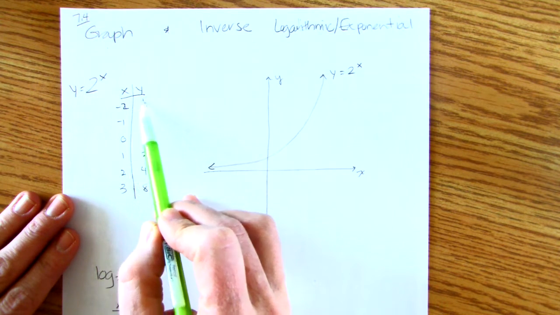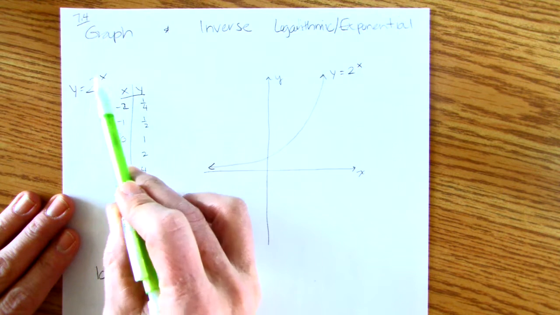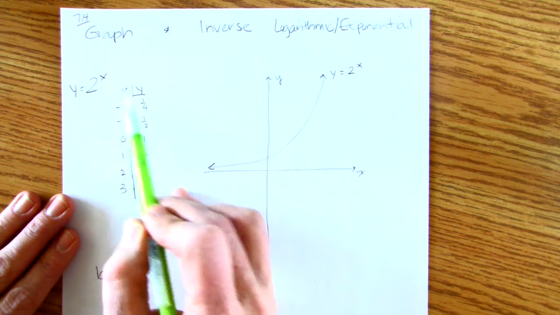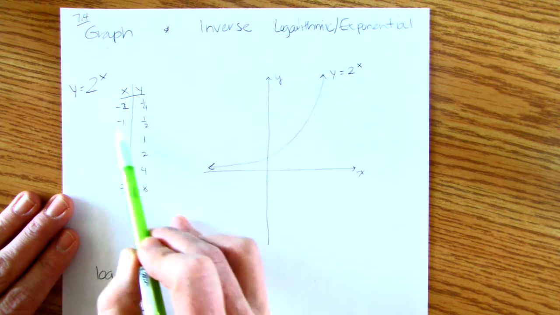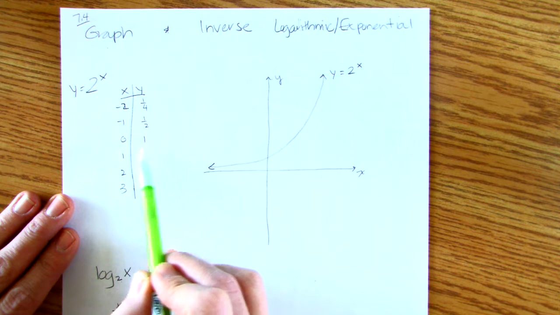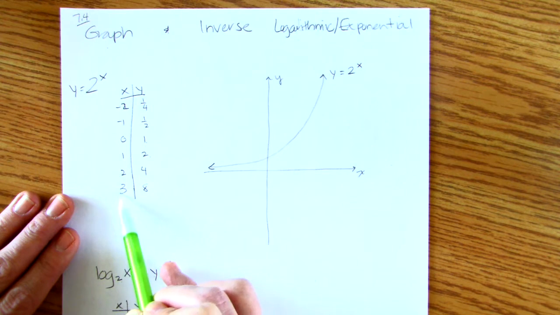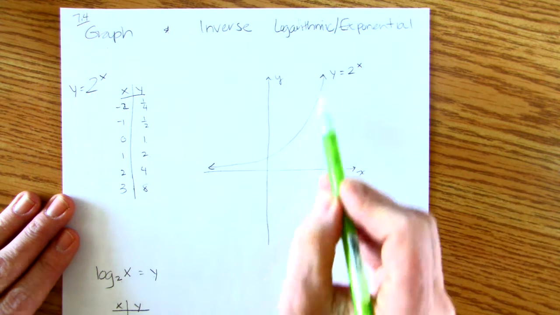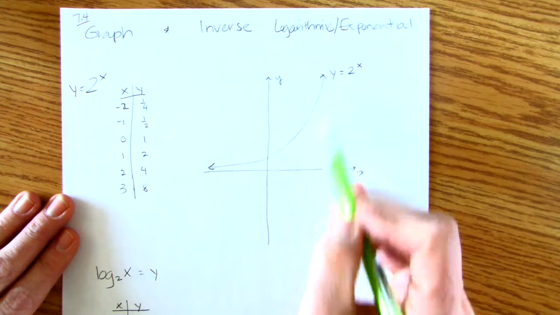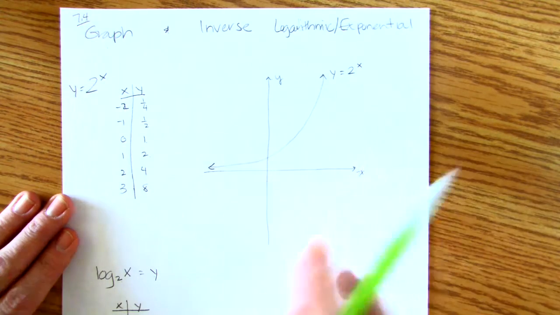If x is negative 2, y is 1/4, right? 2 to the negative 2 means 1 over 2 squared, that's 1/4. 2 to the negative 1 is 1/2, 2 to the 0 is 1, 2 to the first is 2, 2 squared is 4, 2 cubed is 8. And I get a graph that looks like this, y equals 2 to the x.